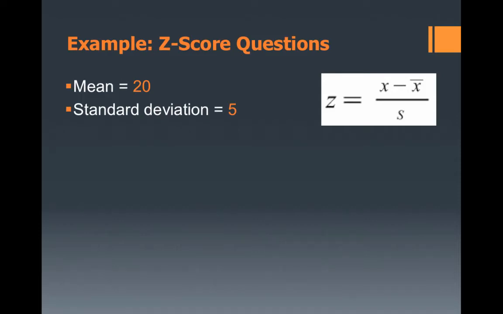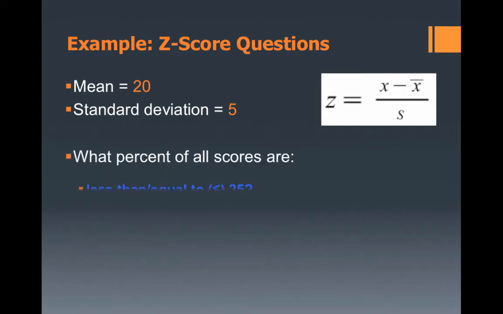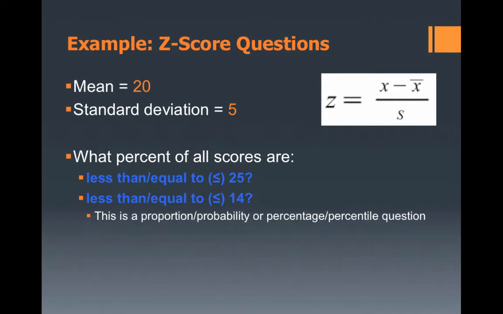So here is a different question. I've given you the mean, I've given you a standard deviation for the sample. I want you to find what the percentage of all scores that are less than or equal to 25 and less than or equal to 14. Give you a little hint. This is the proportion, probability, or percentage, percentile question. So go ahead and work through these and continue playing the video when you've got your answers.